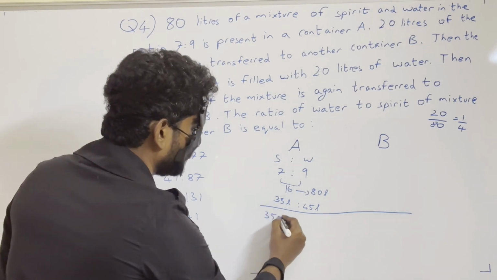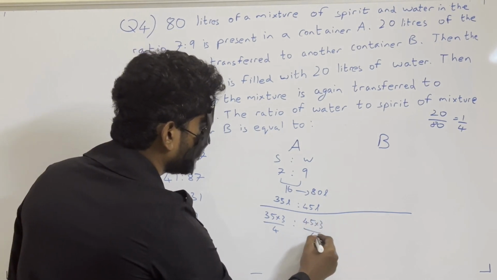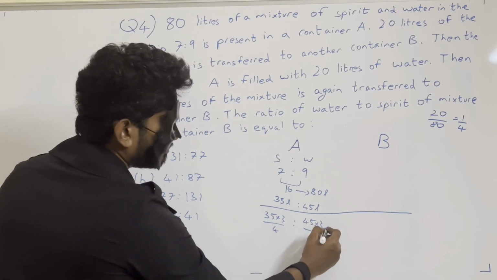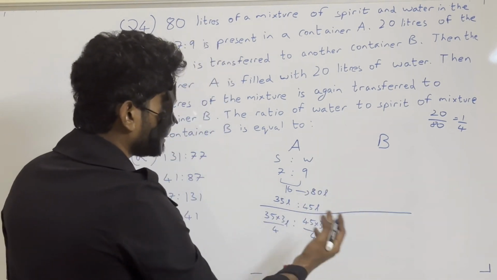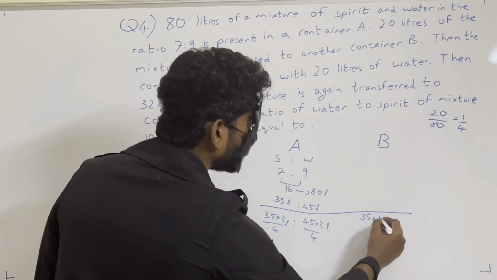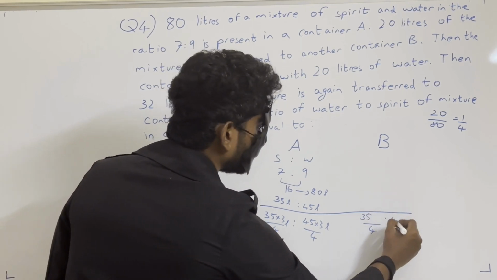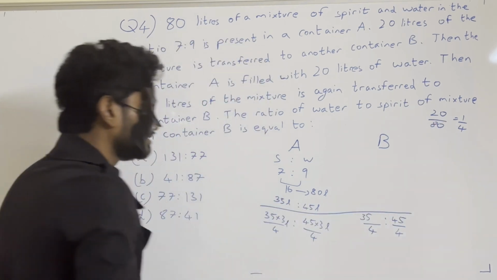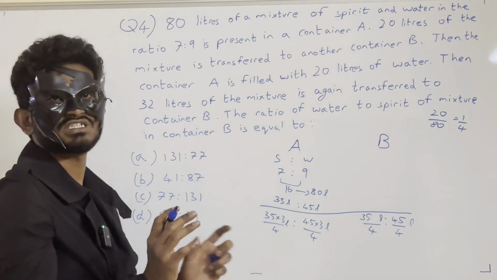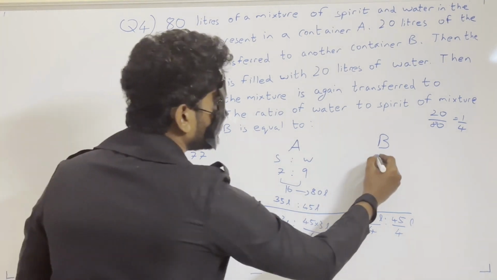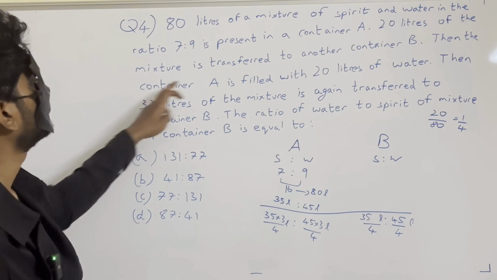So 35 into 3/4 will be the spirit present, and 45 into 3/4 will be the water present. And how much are we transferring? 1/4, right? 1/4 of that, so 35/4 and 45/4, because 1/4 we are transferring. This much liters of spirit and this much liters of water will be there, because the ratio of spirit and water in the mixture does not change when you are transferring, right? Till this point we have covered.